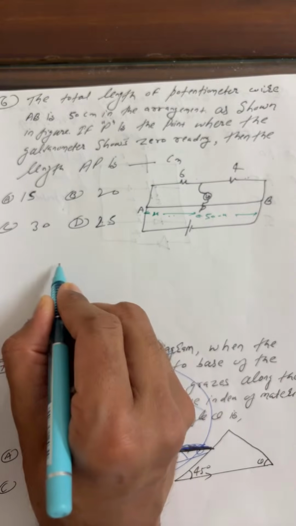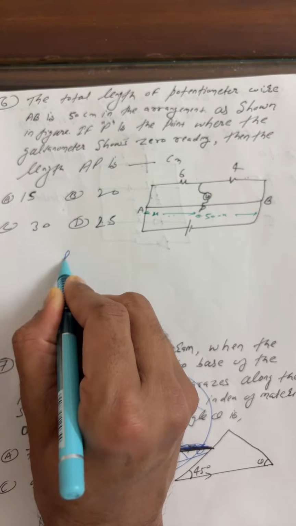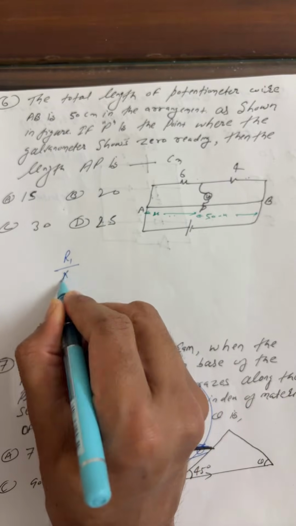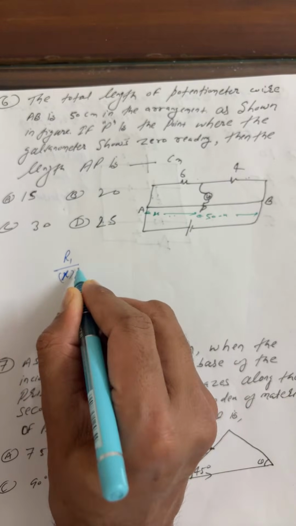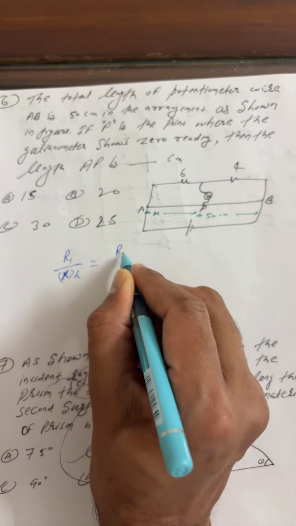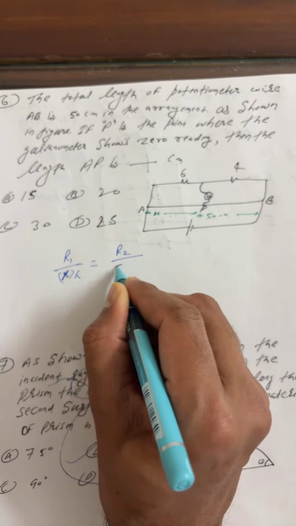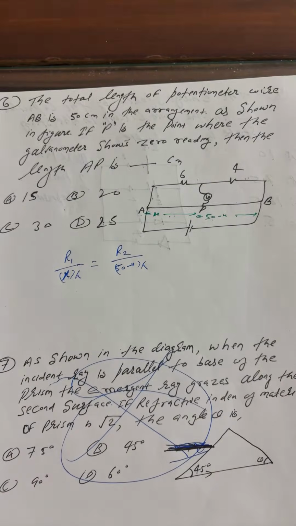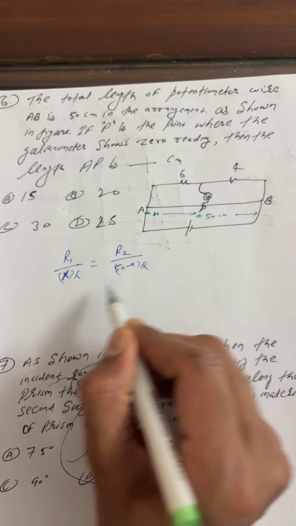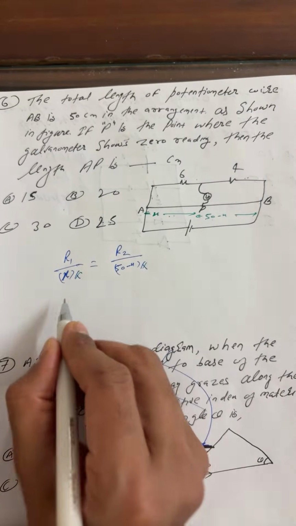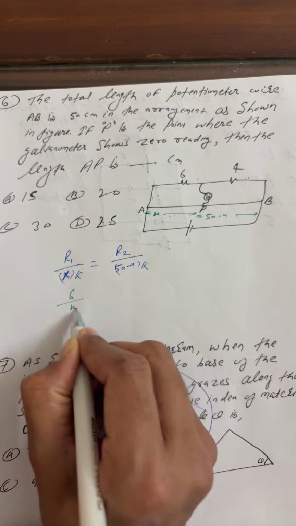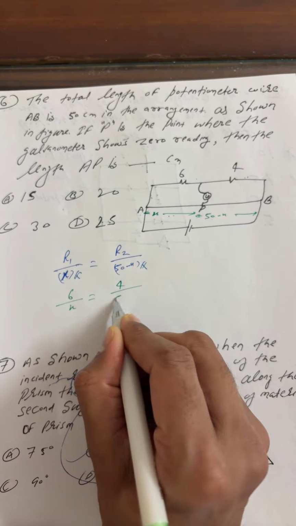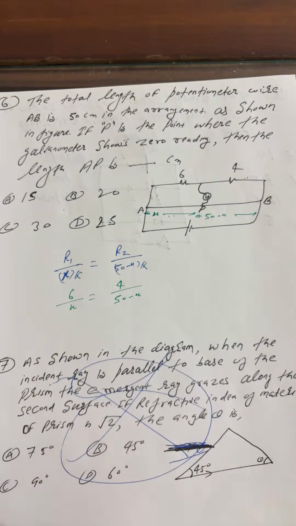Students, you can apply the basic principle. R1 upon beta, this is x into lambda, is equal to R2 upon beta, this is (50 minus x) into lambda. Now, students, lambda cancels. R1 you can take as 6 upon x, and R2 you can take as 4 upon (50 minus x).